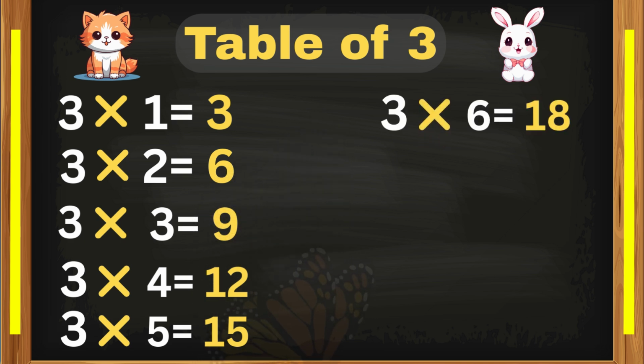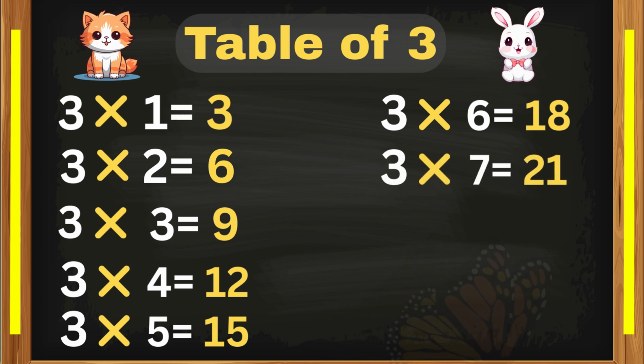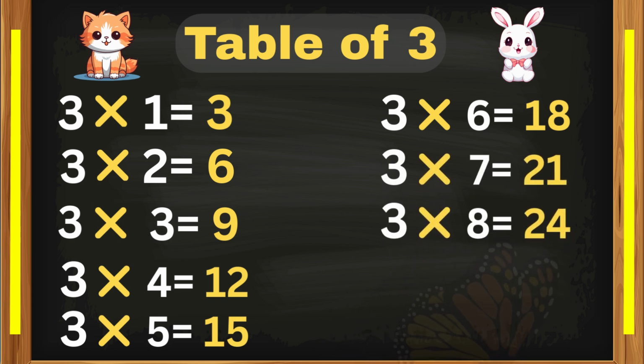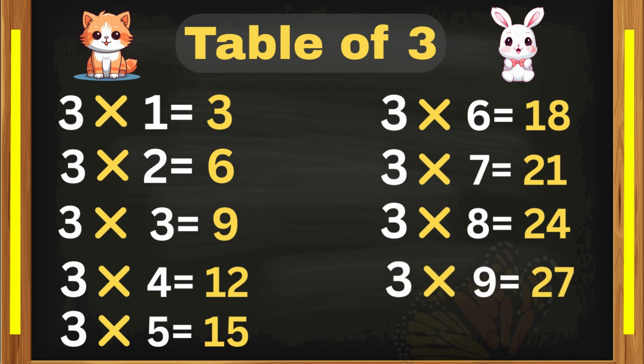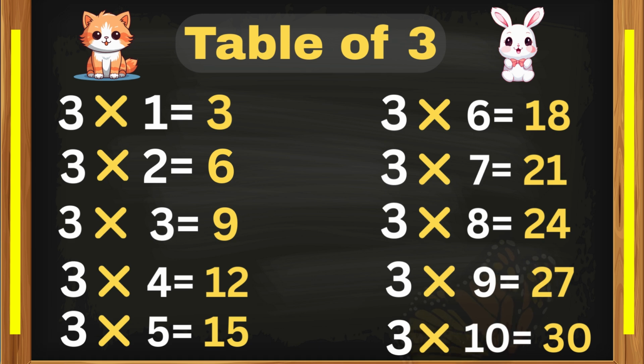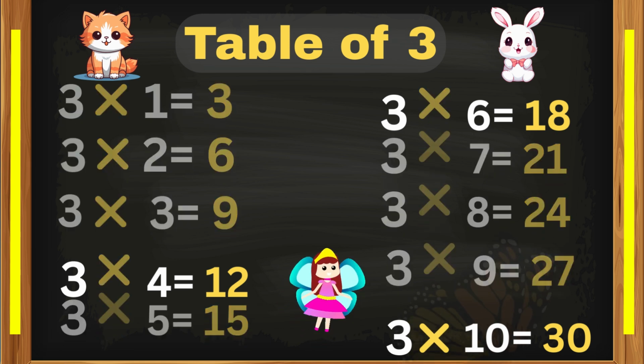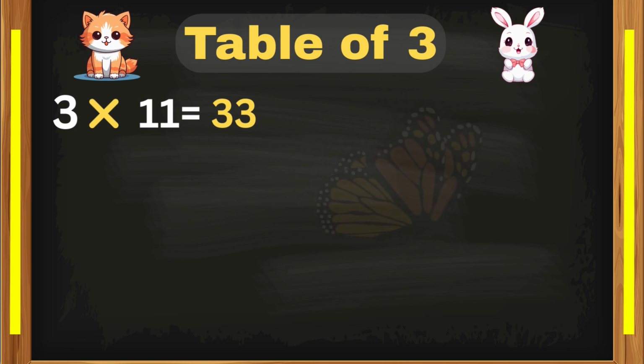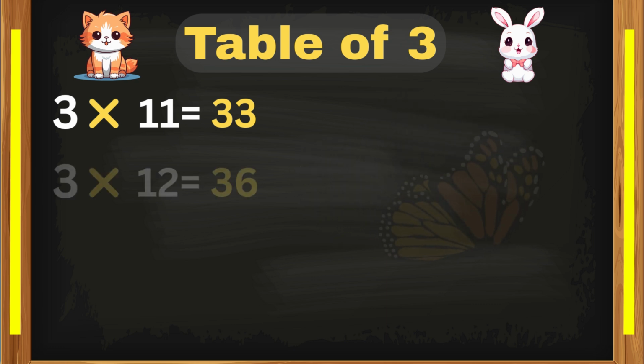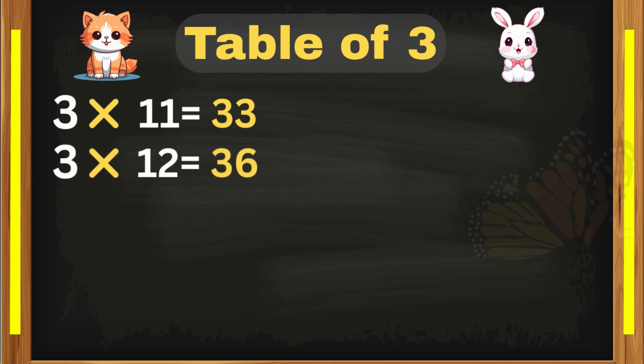3 6s are 18. 3 7s are 21. 3 8s are 24. 3 9s are 27. 3 10s are 30. 3 11s are 33. 3 12s are 36.